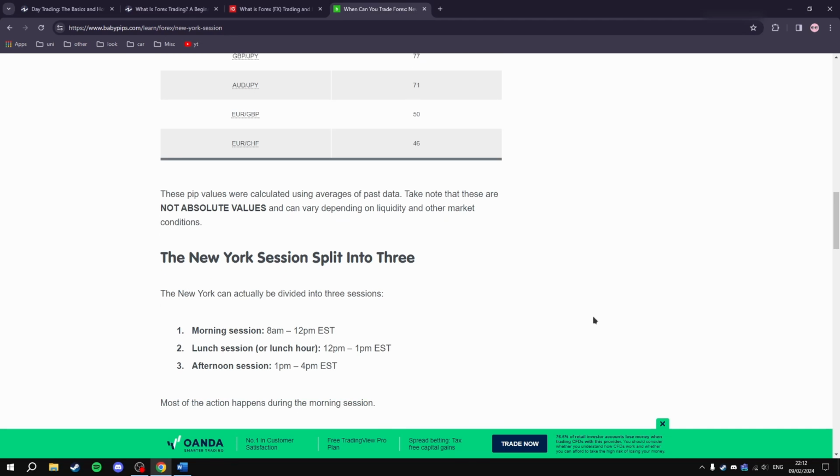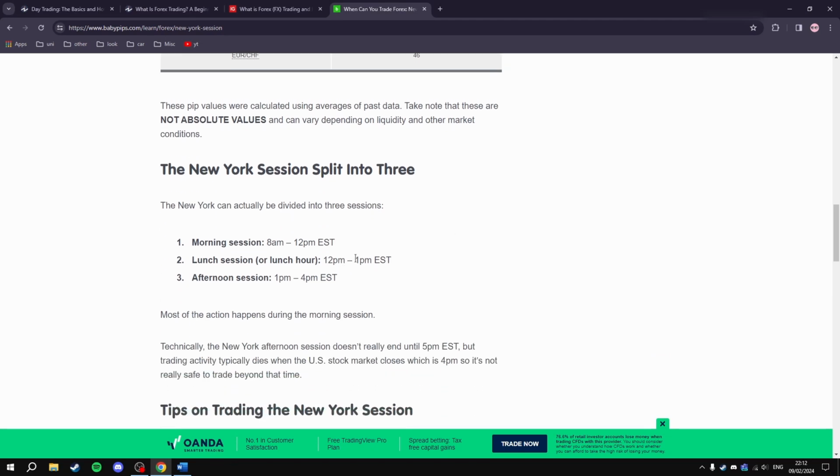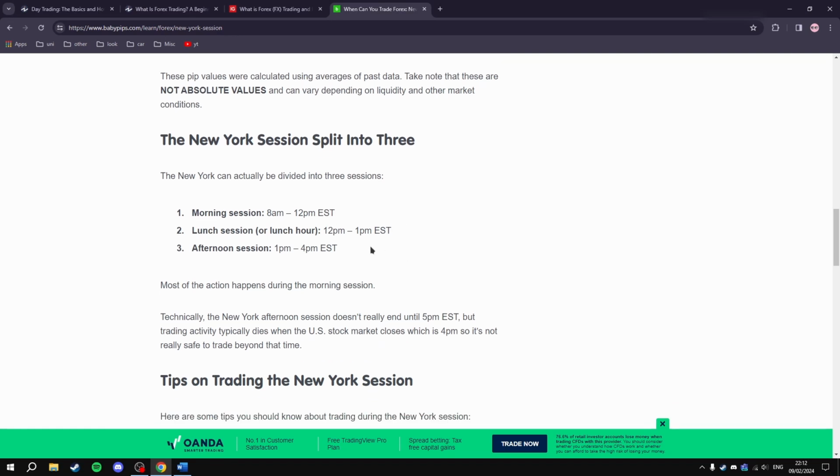Okay, these pip values are calculated from past data, not absolute. The New York session can actually be divided into 3 sessions: morning session, lunch session or lunch hour, afternoon session.